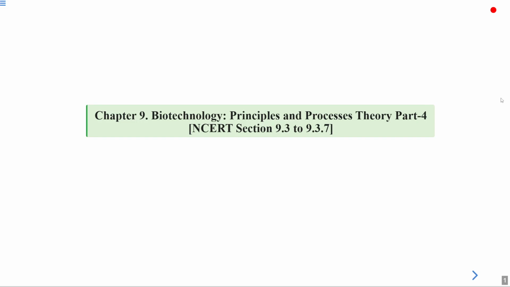Hello everyone. Today we are going to wind up this chapter, that is biotechnology, principles and processes. We are going to talk about the last session of this chapter. In the last three classes we have talked about genetic engineering, bioprocess engineering, then the tools of recombinant DNA technology. Then in the last class we started the processes of this recombinant DNA technology, and today we are going to wind that up. So let's start.